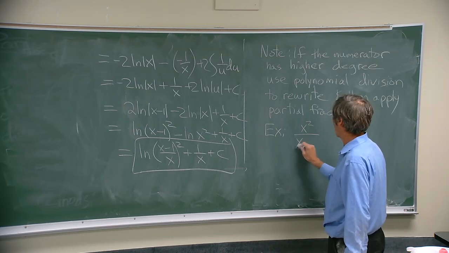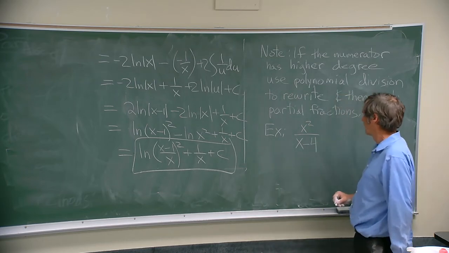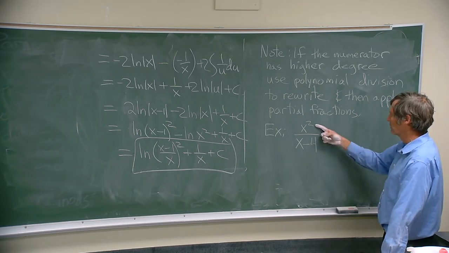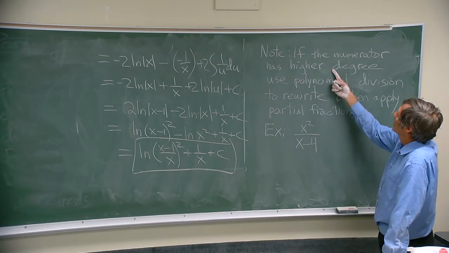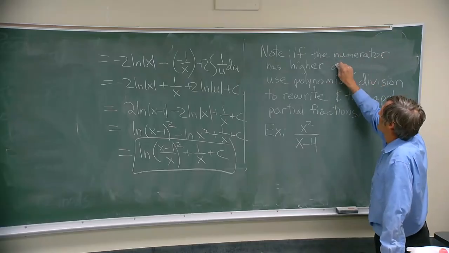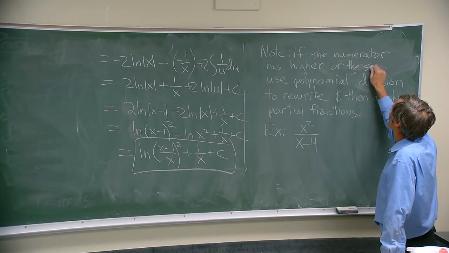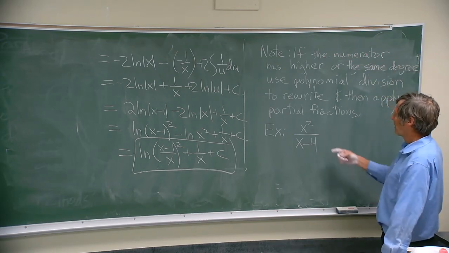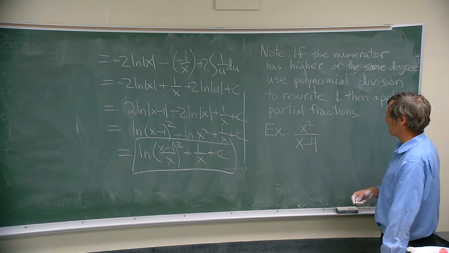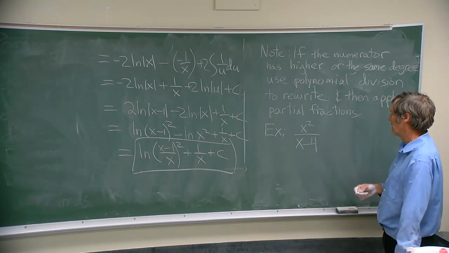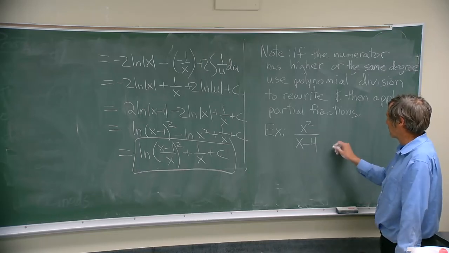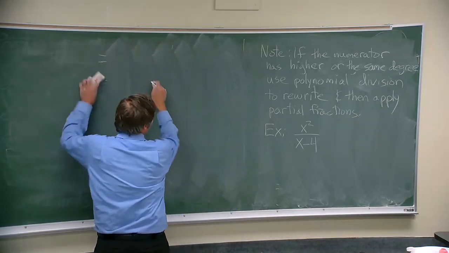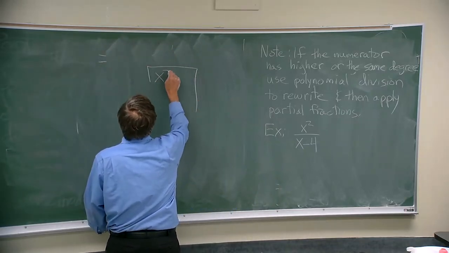All right, so here's an example. Suppose I wanted to integrate x squared over x minus 4. Well, the degree of the numerator is greater. I said higher or the same degree. If it's the same degree, you also have to do this. The degree of the numerator is at least as big as the denominator. I can't go to partial fractions, but what can I do here?